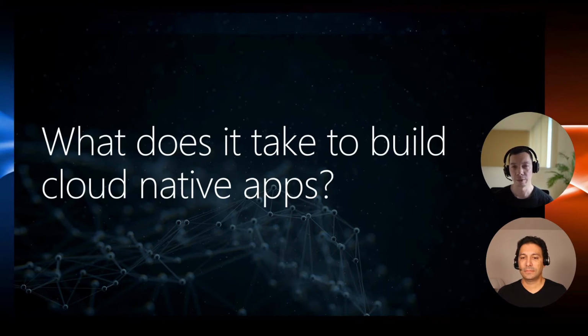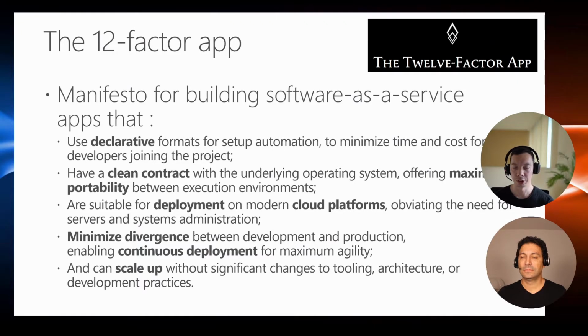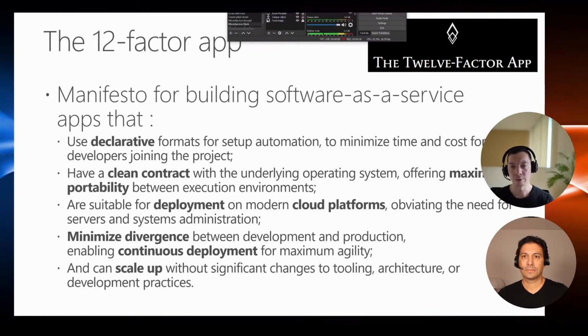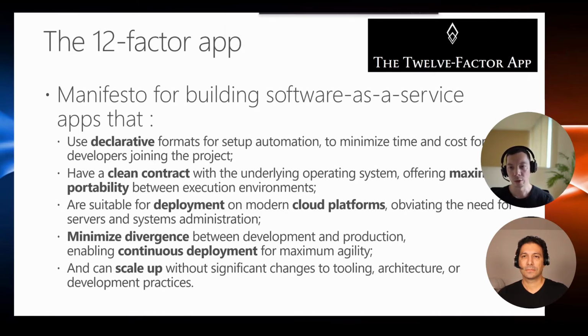Before we dive in, we want to talk about the 12-factor app, which is key when we talk about building cloud native applications. The 12-factor app is a manifesto that has been made to build software as a service applications. It's quite old now, I think about 5 to 6 years old, but it's made of 12 simple rules that, when you take them all together, allow you to build highly scalable and available applications.